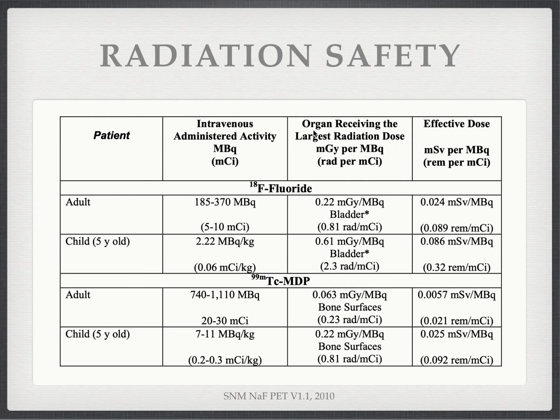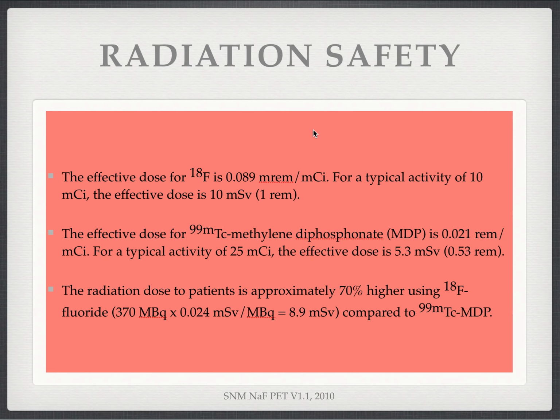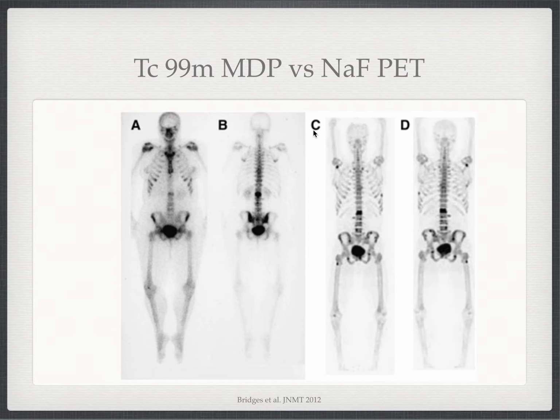And this is the information about the typical doses and organs receiving the greatest radiation, and obviously because of the urinary excretion it ends up being bladder, which is pretty typical. In terms of radiation, a typical effective dose is 10 millisieverts, which is quite a bit higher than the conventional bone scan, but the images make it worth it. So these are examples side to side: image on the left is the typical bone scan, and image on the right is a sodium fluoride PET.